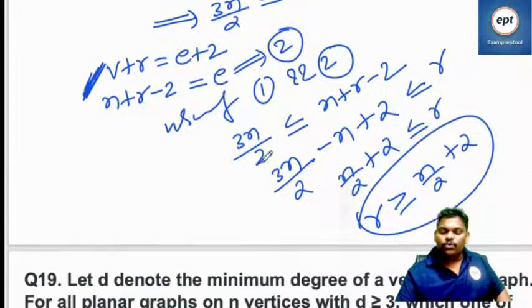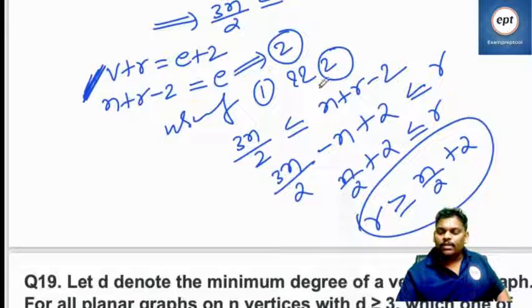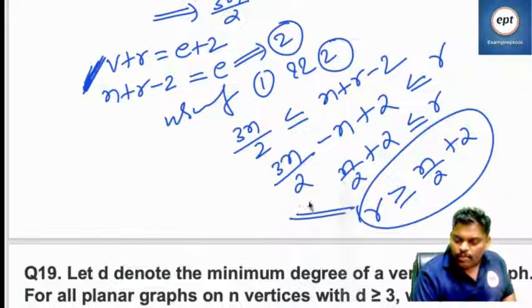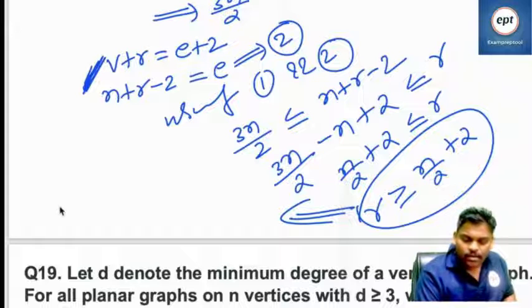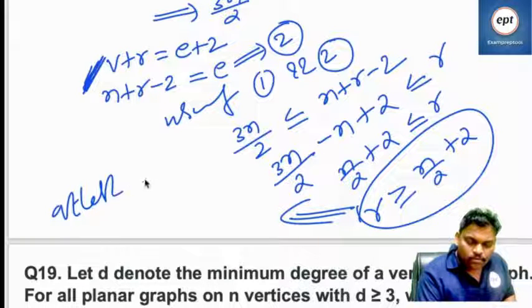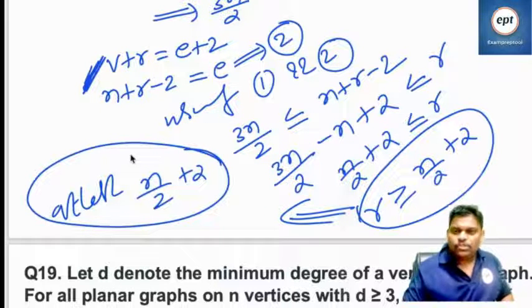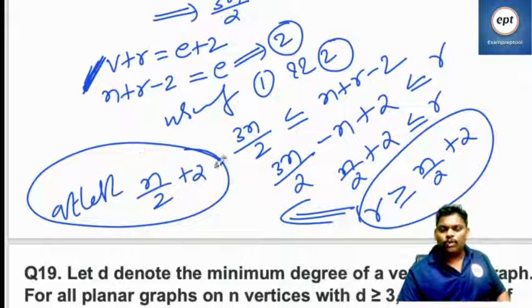Using 1 and 2, 3n/2 is less than or equal to, right? In place of e I wrote the e value. After doing all, I got n/2 plus 2. So that means the minimum number of faces is at least n/2 plus 2. Is it okay? If it is okay, I can go to the next problem.